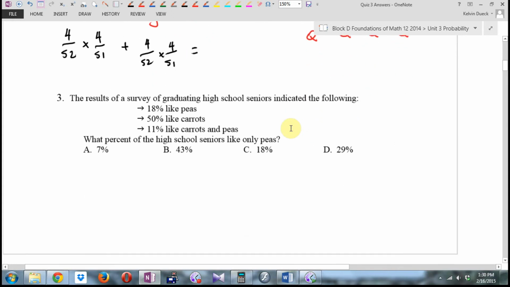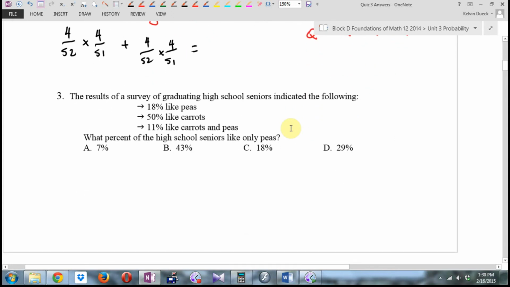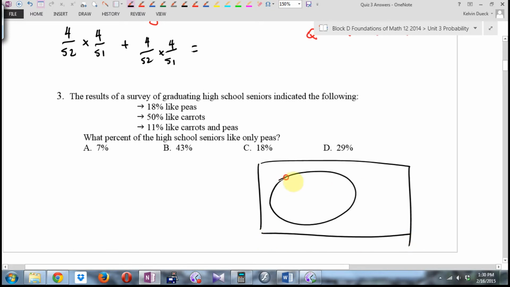Number 3. I glance at number 3. I see percentages. I see 2 categories. I'm thinking Venn diagram. So my setup is going to be this. Peas, carrots. This seems kind of Forrest Gump-ish. Did they give me the overlap? Yep.